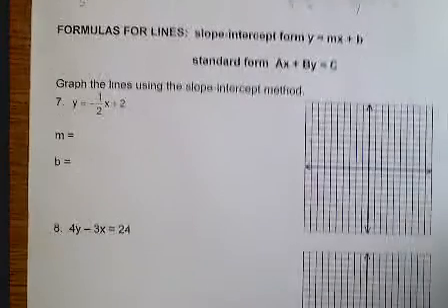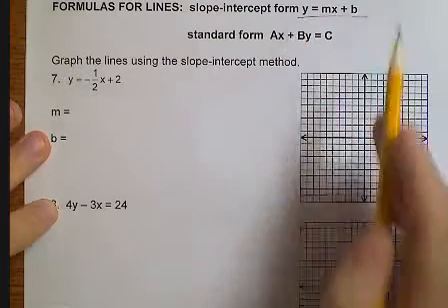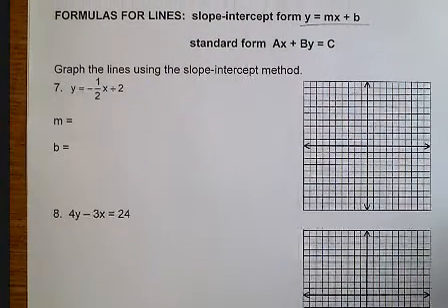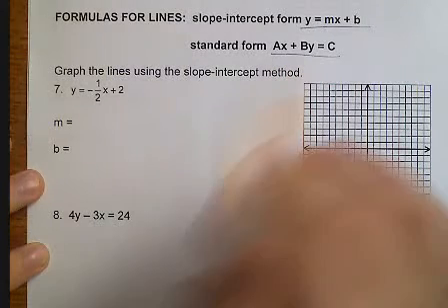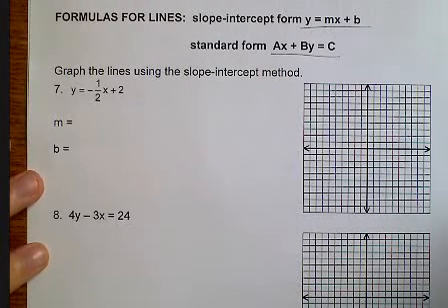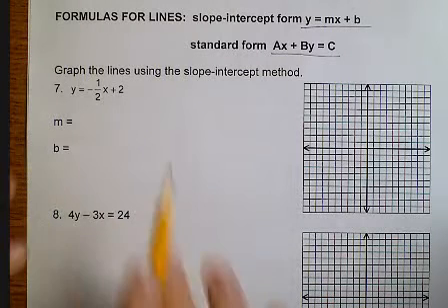But moving on, formulas for lines. We have two main types of formulas. We have the slope-intercept form, y equals mx plus b. That's the one that you're probably most familiar with. And then we've given the standard form, ax plus by equals c. This form is neat and clean. It's not as good for graphing, though I will show you how to graph using these. But first, let's talk about graphing.